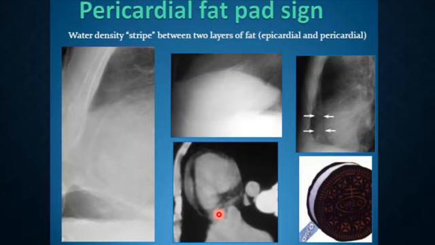A very famous sign we all know about is what's called the double density sign. Okay? So before I show you an example, what's a double density sign? What does it indicate? Come on guys, it's a basic one. When you see a double density sign, what does it mean?